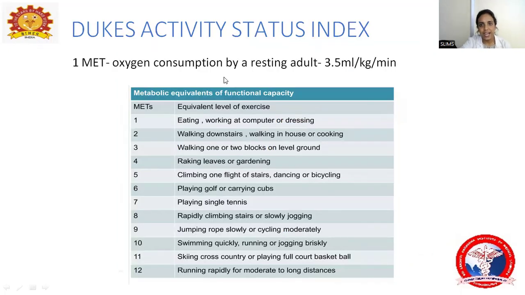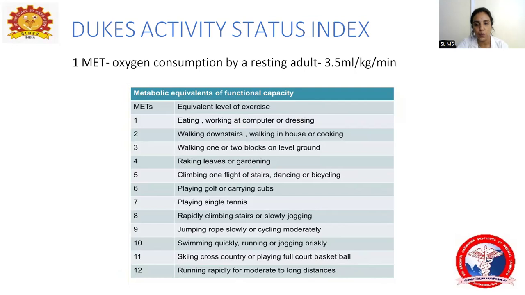This is Duke's activity status index. So one MET, which is metabolic equivalent, is the oxygen consumption by a resting adult, which is equal to 3.5 ml per kg per minute. And this column tells us what metabolic equivalent corresponds to what kind of exercise. 1 MET is eating, working at a computer, or dressing. 2 METS is walking downstairs, walking in the house, or cooking. 3 METS is walking 1 or 2 blocks on level ground. And 4 is raking leaves or gardening.